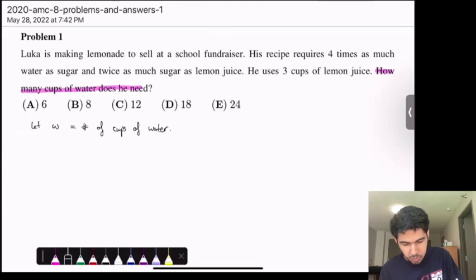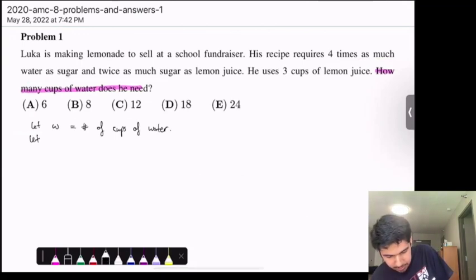Okay, so let's look back in the question. We see water is mentioned here, and in this sentence, there's a relationship between water and sugar because the recipe requires 4 times as much water as sugar. So let's also create a variable for sugar. So let S be equal to the number of cups of sugar.